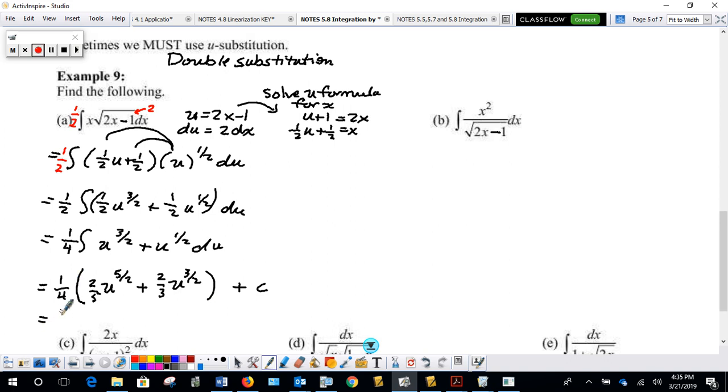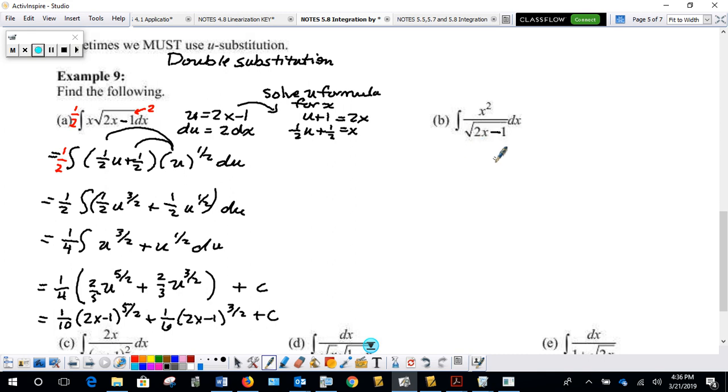This would become 2. Actually, no, because I'm going to simplify. Let's undo. This would end up being 1/10 times 2x minus 1 to the 5/2, plus 1/4 in the 2 would become 1/6, and then my 2x minus 1 to the 3/2 plus c. So sometimes we have to make a double substitution. So let's check on this one.